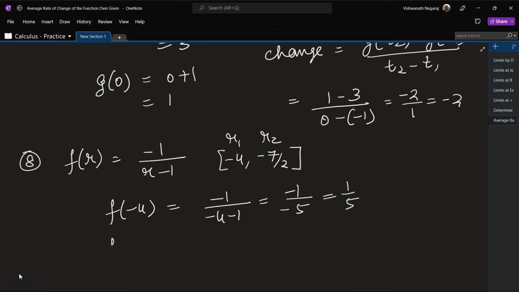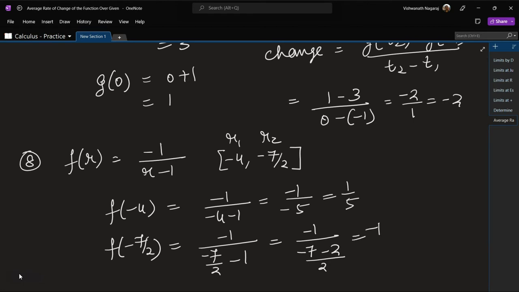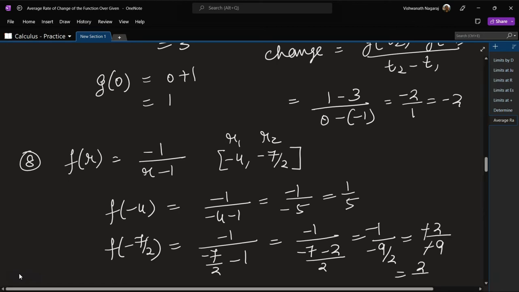Okay. Now f of minus 7 by 2 is equal to minus 1 by minus 7 by 2 minus 1, which is equal to minus 1 by minus 7 minus 2 by 2, which is equal to minus 1 by minus 9 by 2, which is minus 2 by minus 9, which is equal to 2 by 9.